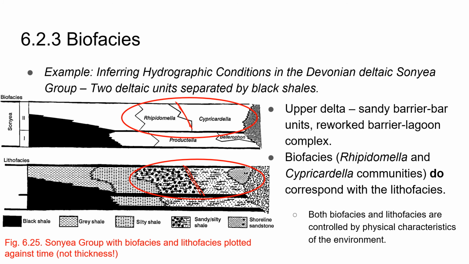but this shows a really good example of how you can use these together to learn something that by themselves they wouldn't tell you. Without knowing the sedimentological context of those fossil communities, we wouldn't understand the chemical conditions and vice versa. You need both of them to make these types of interpretations.